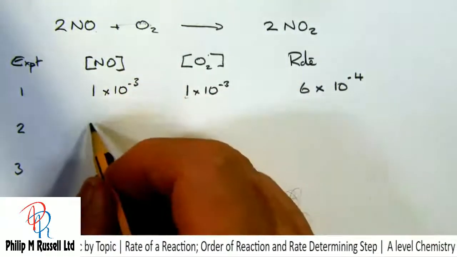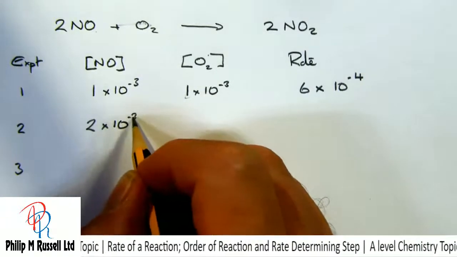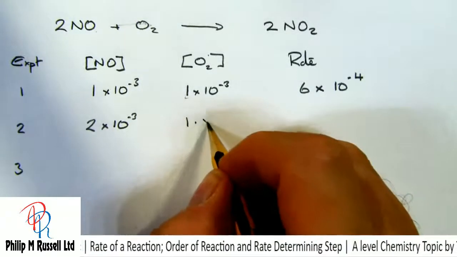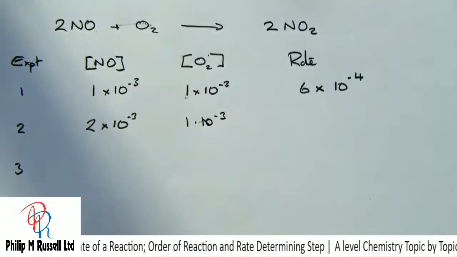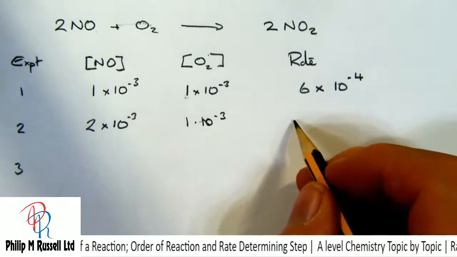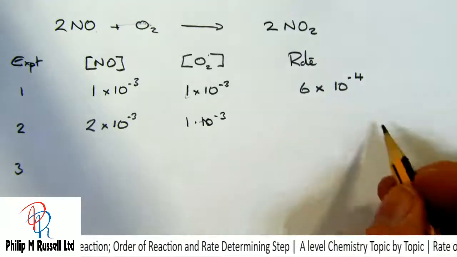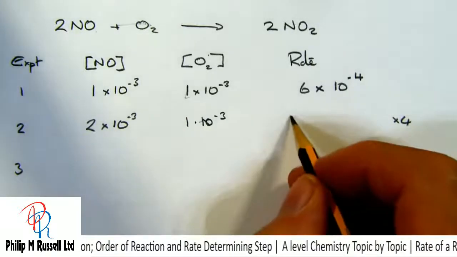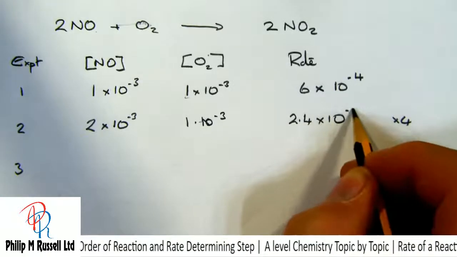So let's try doubling the amount of NO, and we'll leave the amount of oxygen the same, and let's imagine this rate here is now going to have increased, and I'm going to make it increase by 4 times. So this is going to be 2.4 times 10 to the minus 3.